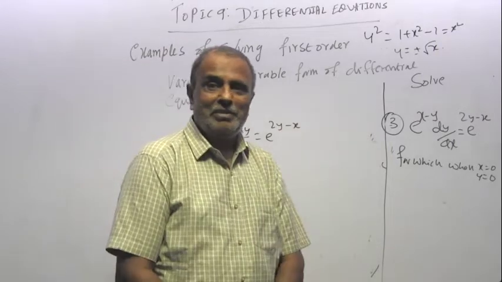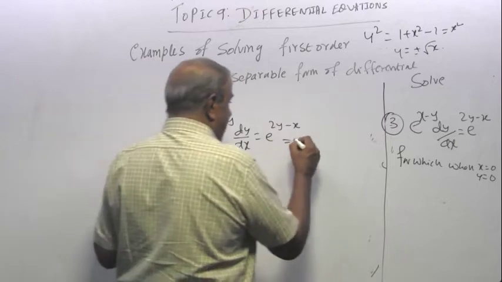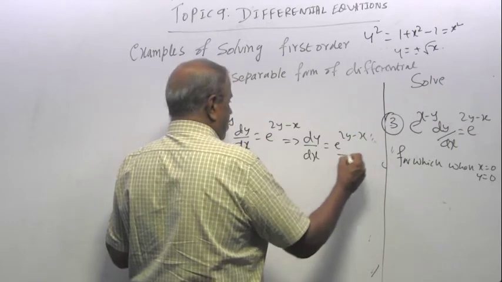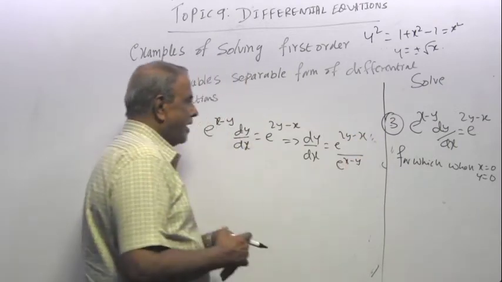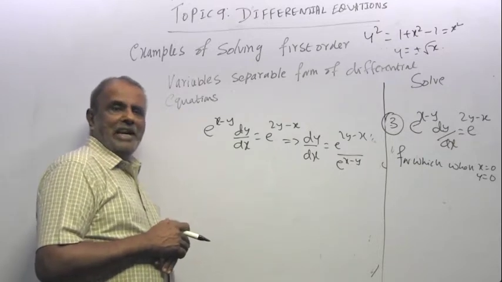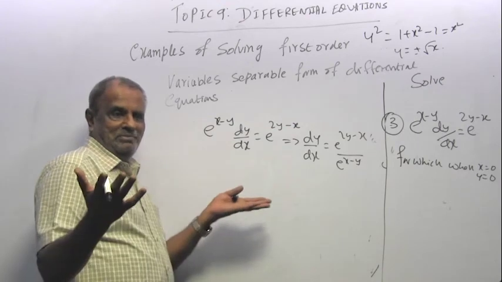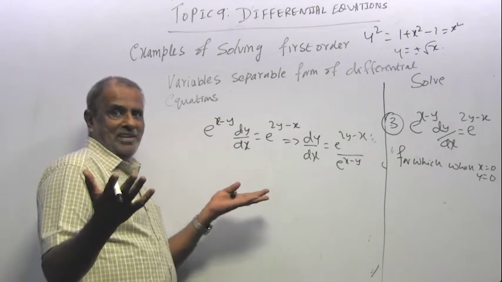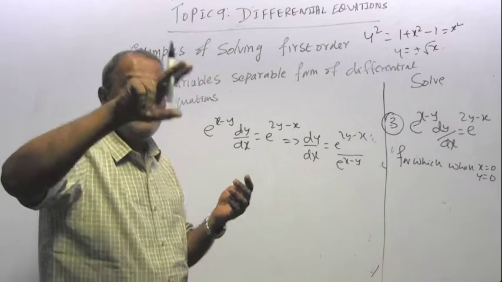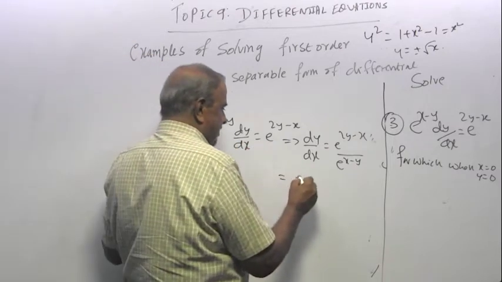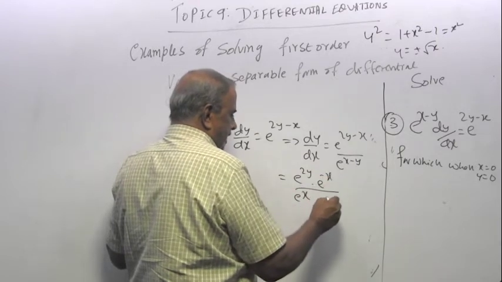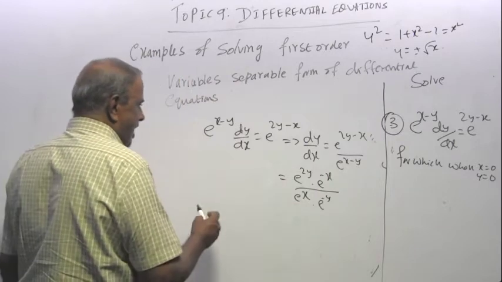I can't separate the variables there, can I? So I'll make dy by dx the subject: e power 2y minus x over e power x minus y. How am I going to group x with x and y with y there? Gentlemen, can you help me? Or ladies, can you help me? Do you know? Basic algebra. X power m minus n is x power m times x power minus n. Can I write this as e power 2y times e power minus x over e power x times e power minus y.